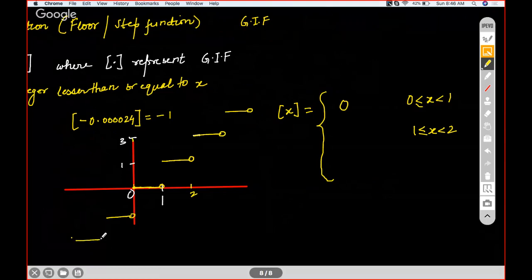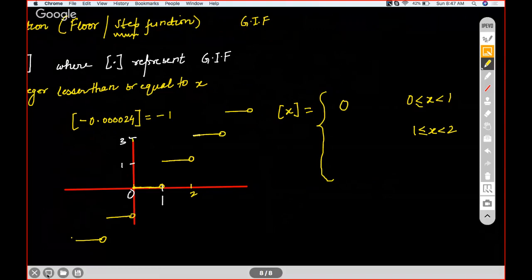What does this give you a feeling about? It gives you a feeling of a step, isn't it? And that's precisely why this function is also called the step function. Now I'll also tell you why it is called the floor function with some other example. Is that fine, Arushi? This graph is clear to you?